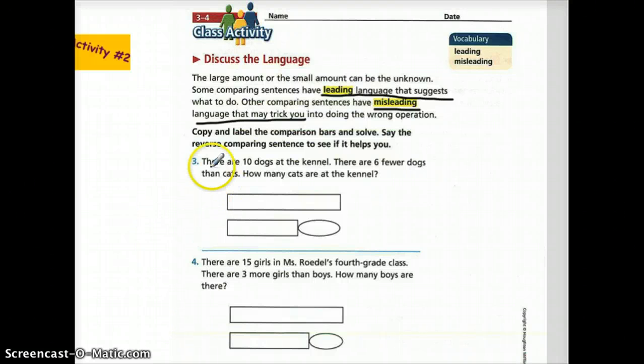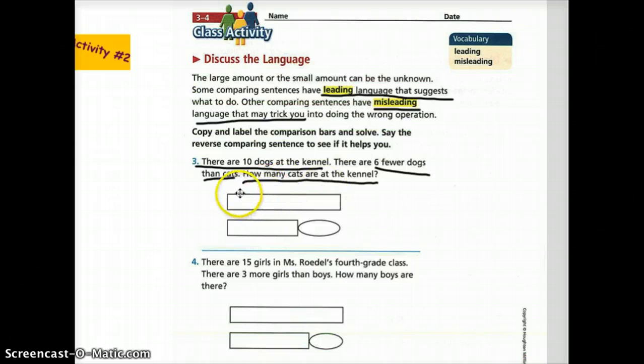So question 3 says there are 10 dogs at the kennel. There are 6 fewer dogs than cats. How many cats are at the kennel? So what question do we need to answer? We need to know how many cats are at the kennel. What do we know? We know there are 10 dogs at the kennel and 6 fewer dogs than cats.